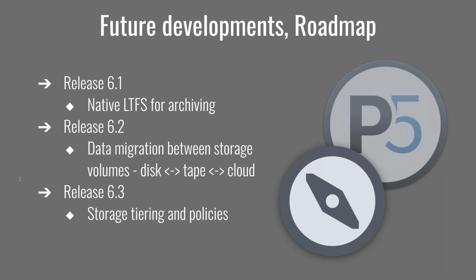So, an example: you'd like to keep an archive for 6 or 7 weeks, or for 8 weeks, on a disk volume because you need fast access. And after these 2 months, for example, you'd like to move this data to tape, and after another 6 months, you'd like to move it on to Amazon Deep Archive. These things are based on policies which you configure upfront, and they then run automatically.